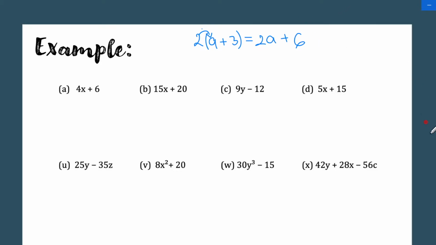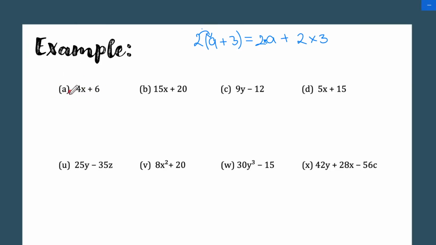Okay, so here, I want to write this 6 as 2 times 3 just so you can see what happens to the 2. So basically here, you had the 2 multiplied by every single one of the numbers in the bracket, right? Because that's how we expand brackets. So it's 2 times a and 2 times 3. So that's what we have to find here.